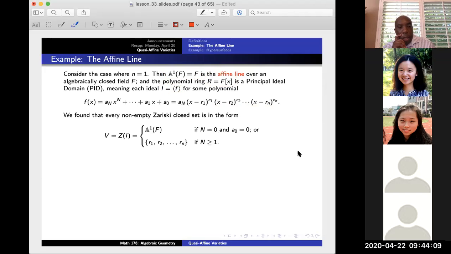Now, on the last homework set, you found that every non-empty Zariski closed subset is in the following form. Either it's the whole line A1, or it's a finite number of points. That's what every non-empty Zariski closed subset looks like. Either it's the whole thing, or it's just a finite number of points.